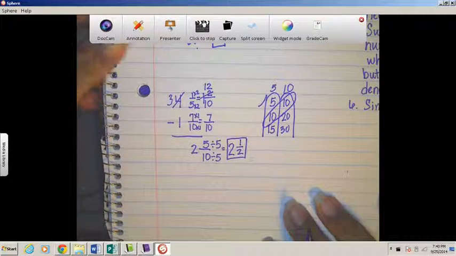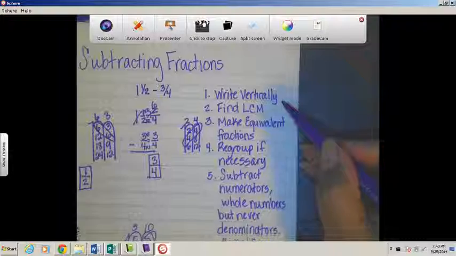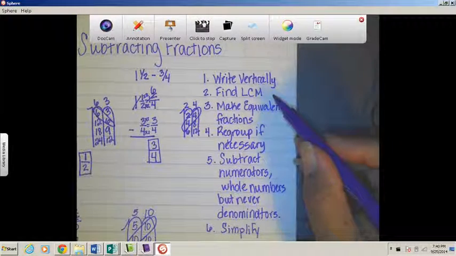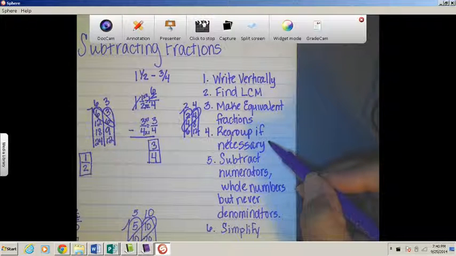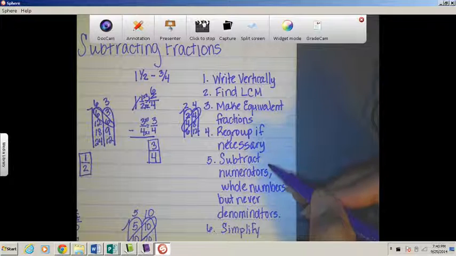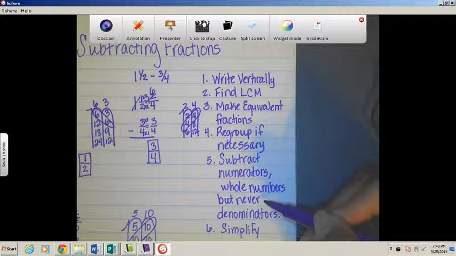Remember, write your fractions vertically, find your LCM, make equivalent fractions, regroup if necessary, then subtract your numerators, your whole numbers, but never your denominators, and then simplify.